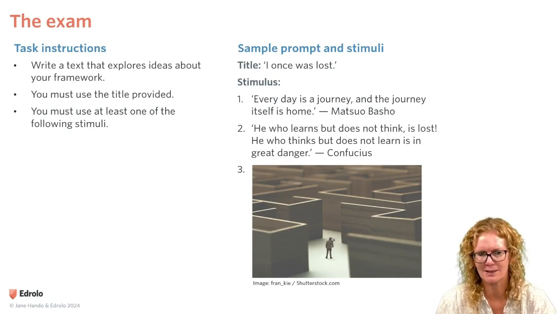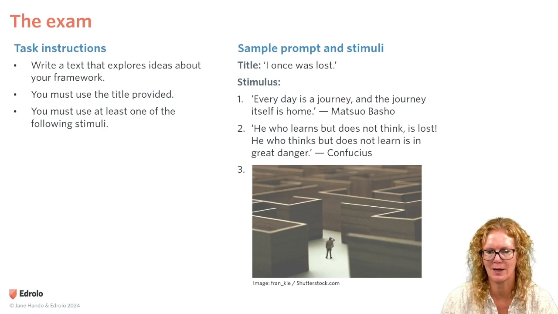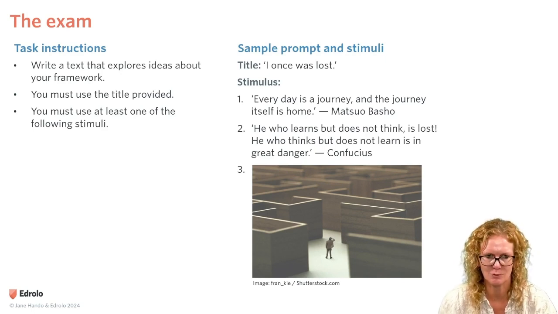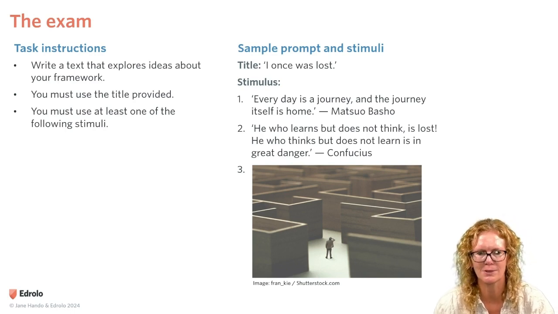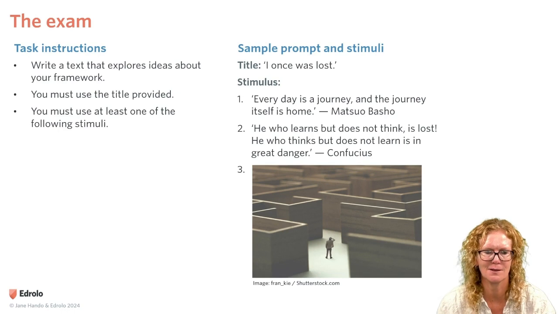I've modelled this on the sample VCAA exam that was produced last year, and we're using this format as a way of investigating a possible response to the task. So, task instructions. Write a text that explores ideas about your framework. You must use the title provided. You must use at least one of the following stimuli. So, I'm drawing from personal journeys, and from the prompt and stimuli, the title, I Once Was Lost, is going to be the title of my piece.